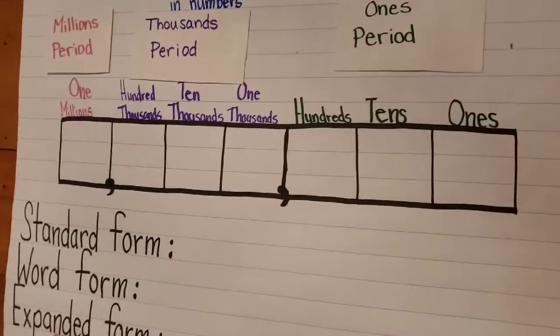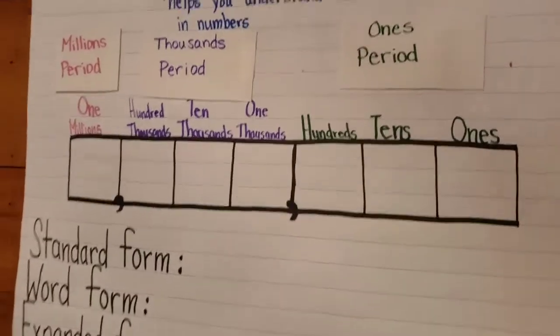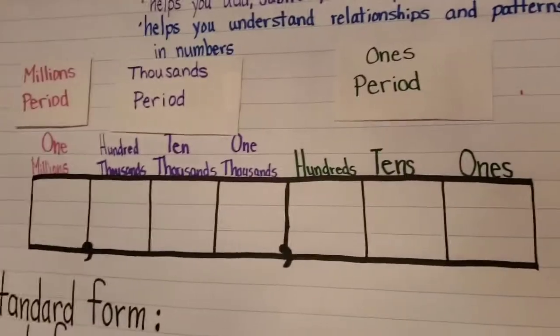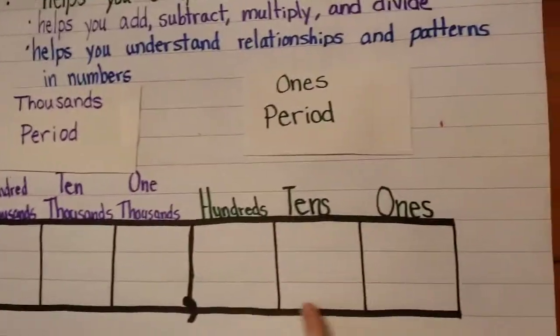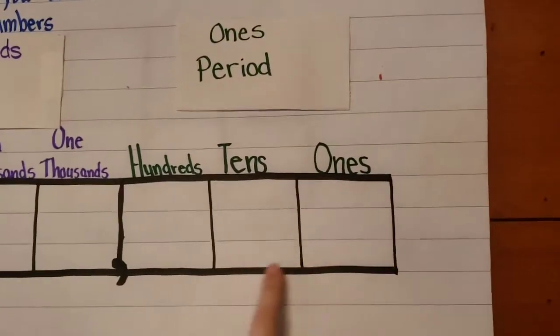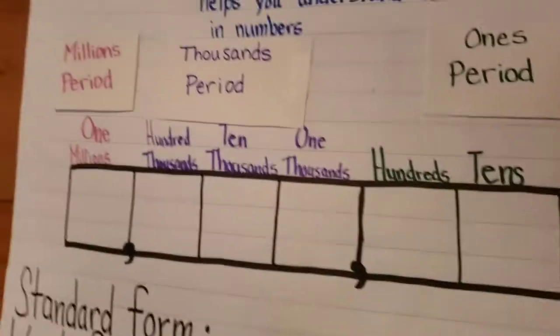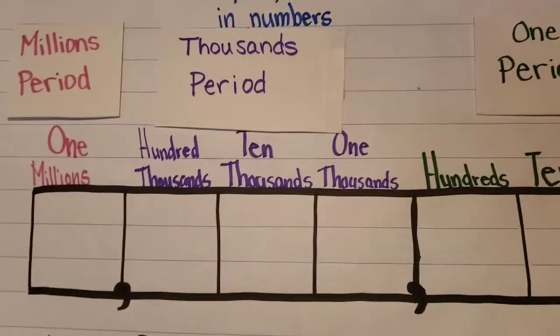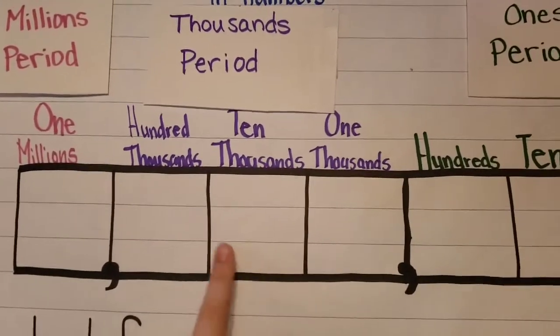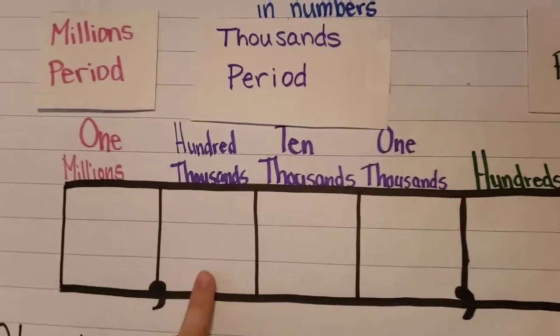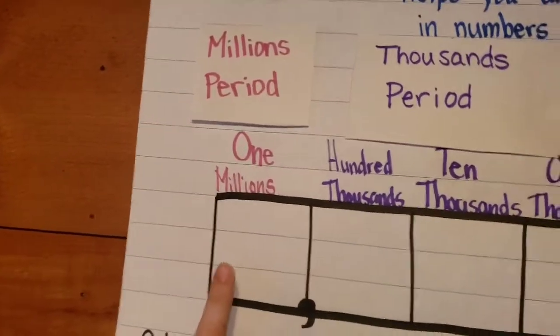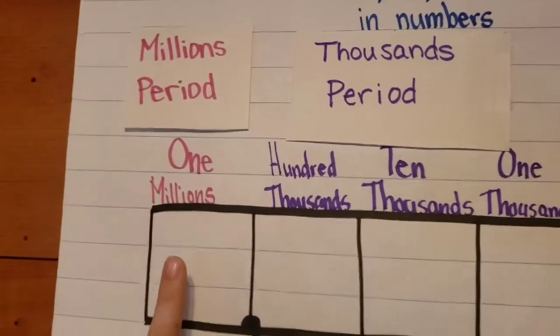So here we have a place value chart that I've created, and you can see that it's separated into 3 periods. So here we have the ones period, which has the ones, tens, and hundreds. We have a comma here to separate the periods. This is the thousands period that has the 1000s, the 10,000s, and the 100,000s. And then fourth graders are responsible for knowing all the way up to the millions period in the 1 millions place.